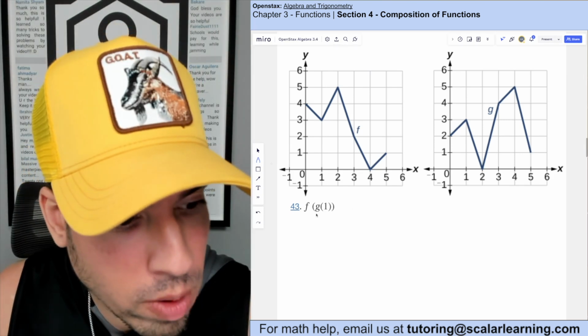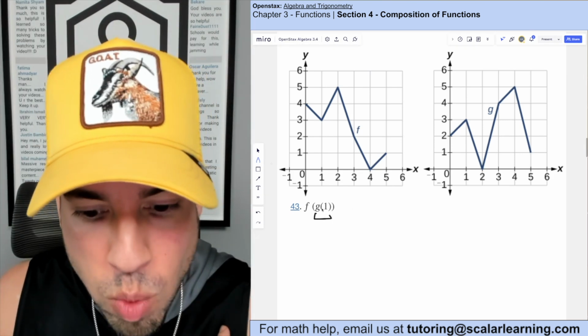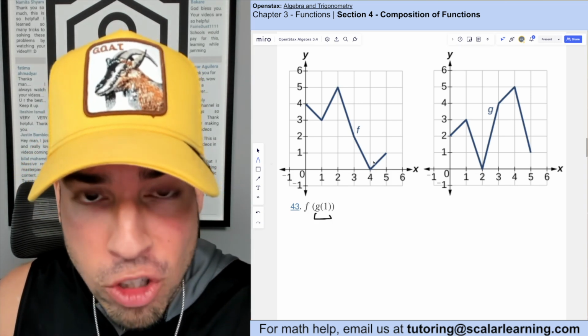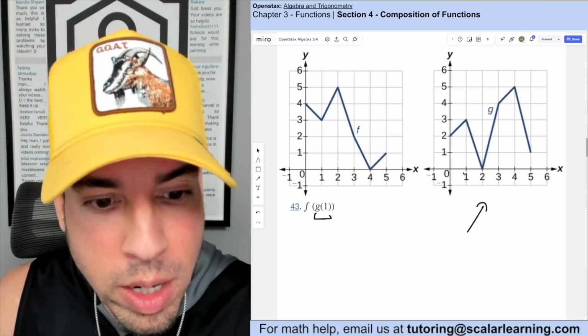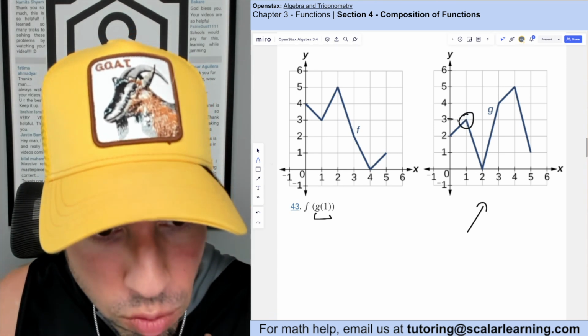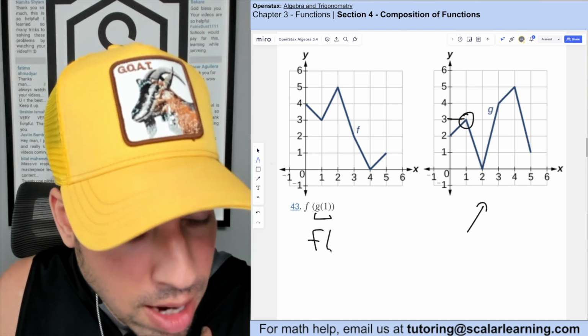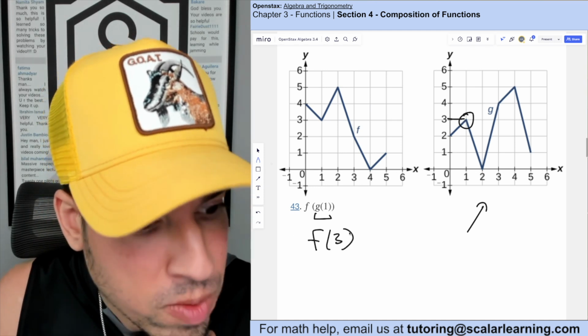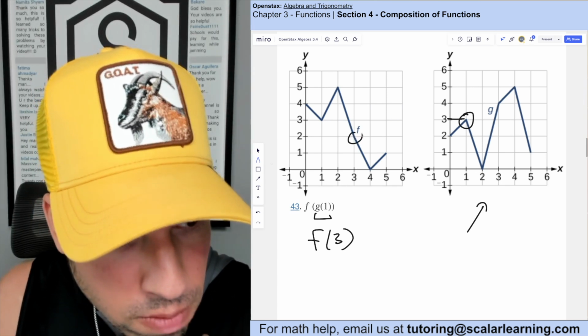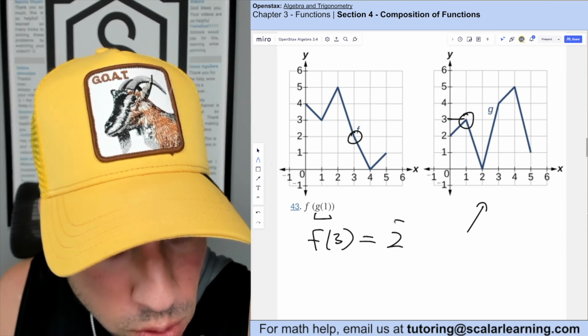So for this one, we're finding f of g of 1 using the graph. I always like to go inside out. First I'm going to find g of 1, meaning the value of the function g when x equals 1. Here's the function value, which is 3. Then I'm going to take f of 3. What is the value of the function f when x equals 3? Here's the value. It's 2. So 2 is your winner.